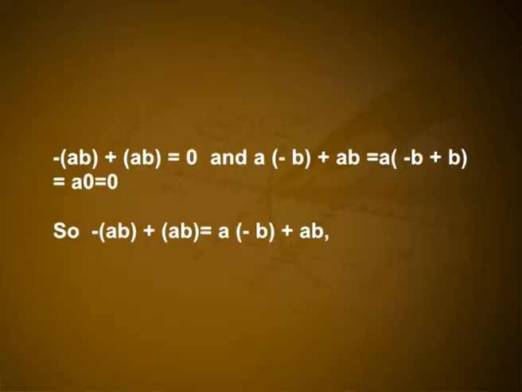To prove 2, we observe that minus of ab plus ab is equal to 0, and a into minus b plus a into b is equal to a into (minus b plus b), that is equal to a into 0, which is equal to 0. So, minus of ab plus ab is equal to a into minus b plus a into b, and it follows from the cancellation law that minus of ab is equal to a into minus b. The remainder of 2 is done analogously.